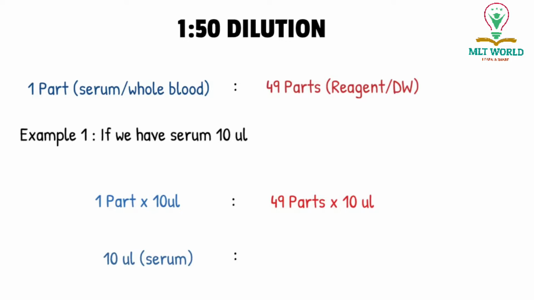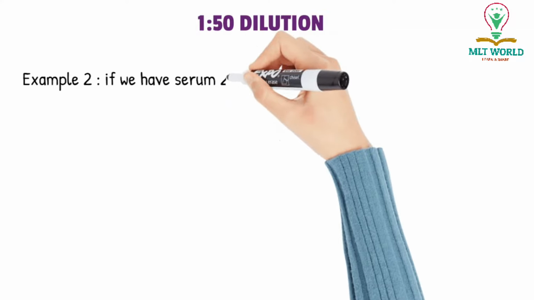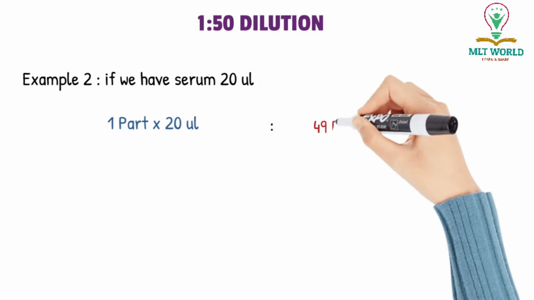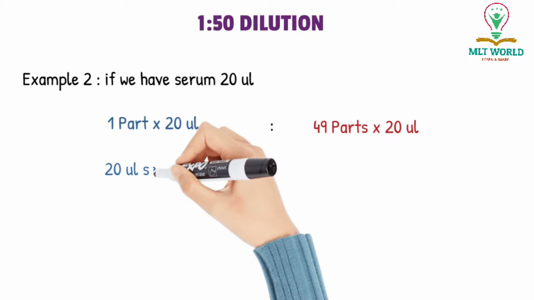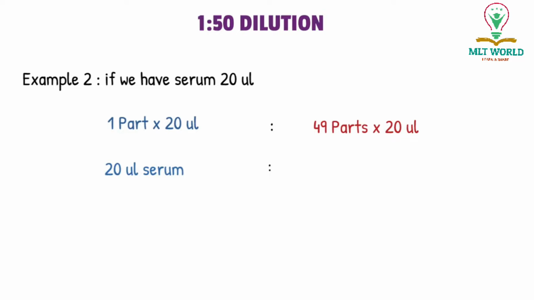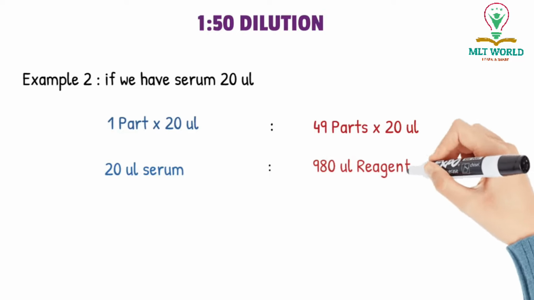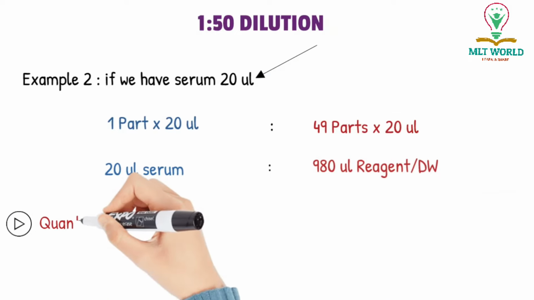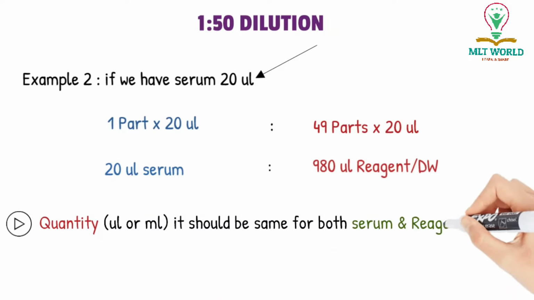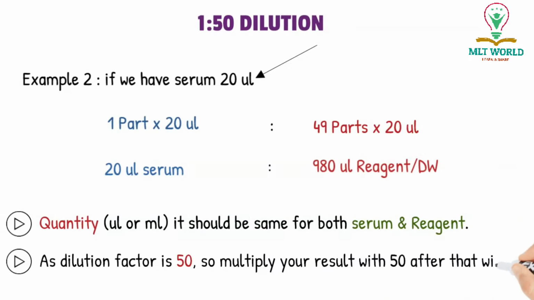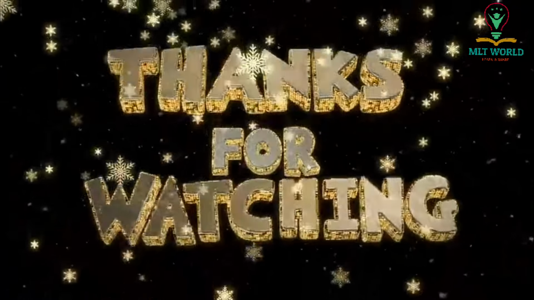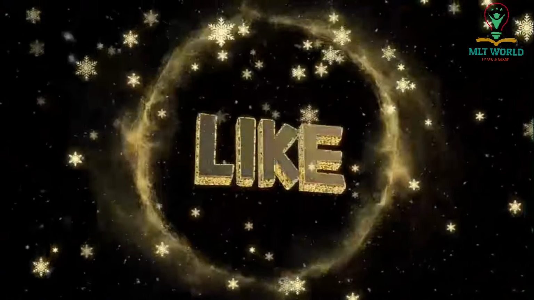But at the end also, again I will remind you that whatever quantity you use for serum and reagent, your final result should be multiplied with 50. With these examples you understand, now you can easily make any dilution. If you have to make a 1:50 dilution, you can check the quantity of reagent and the quantity of sample, and according to that you can use the quantity, like if 10 microliter you can use 20 microliter, even 30, 40, however much you want to use, but your final result should be multiplied with 50.